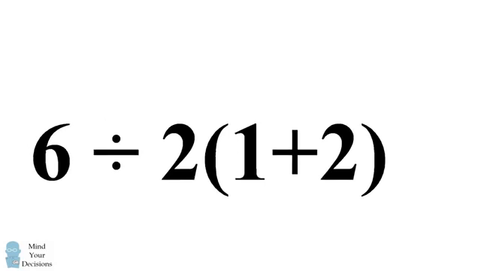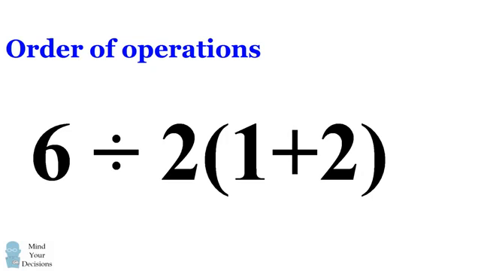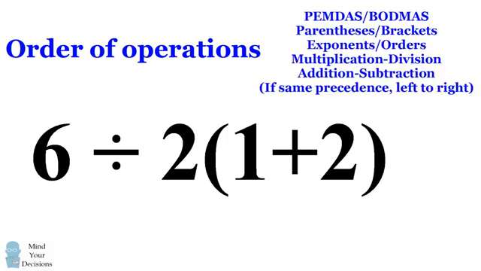The problem is an example of the order of operations. These are commonly referred to as PEMDAS or BODMAS. This refers to evaluating the parentheses, brackets, then the exponent, orders, then multiplication and division, and finally addition and subtraction. If you have two operations of the same precedence, you want to evaluate them from left to right.